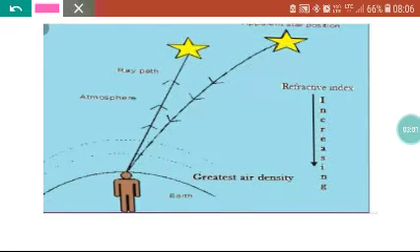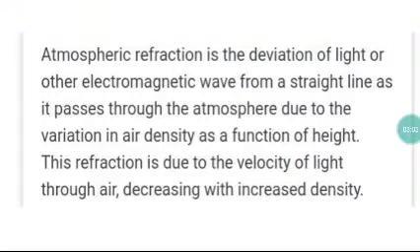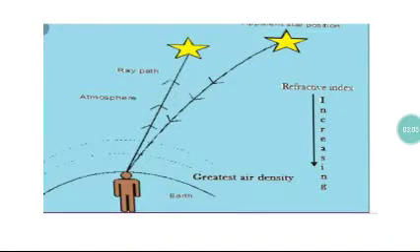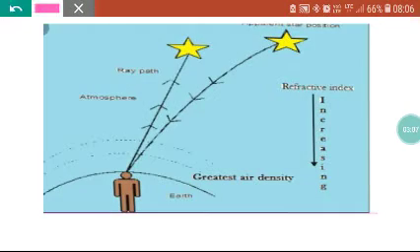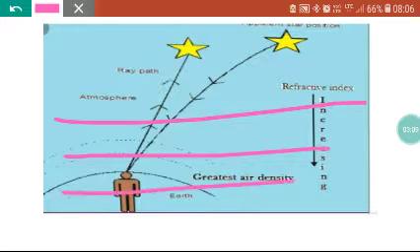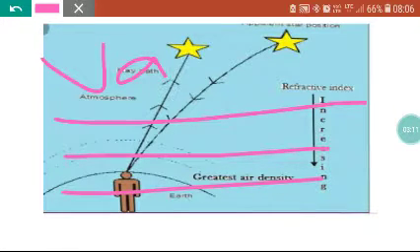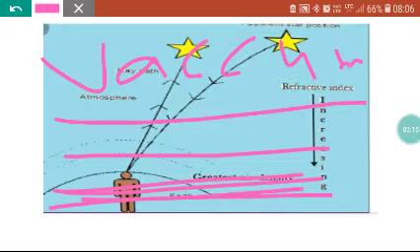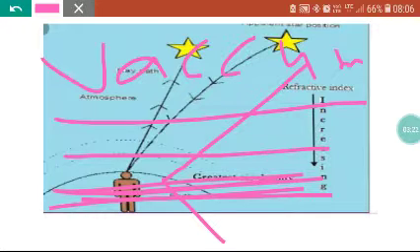So first understand this, the change in the density of the layer. Upside is vacuum, but when it reaches this point, a blanket of air is there, so that causes the light to bend, okay, and we are able to see the object at some other place.